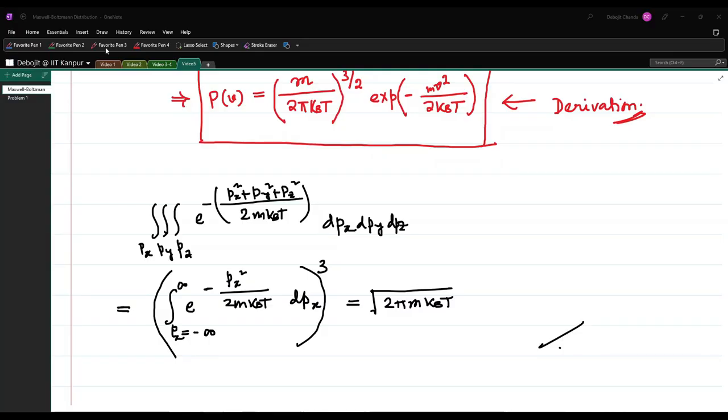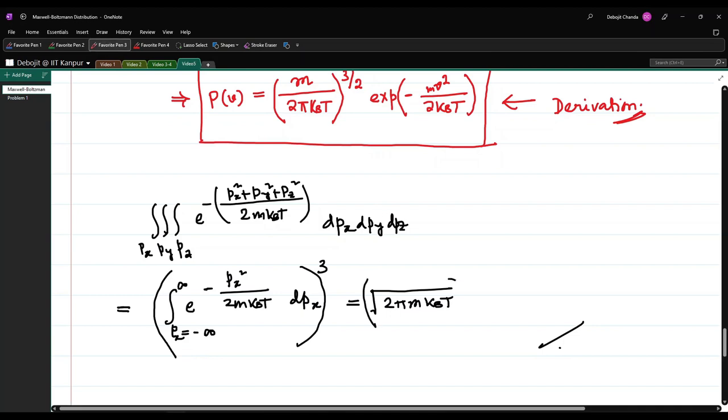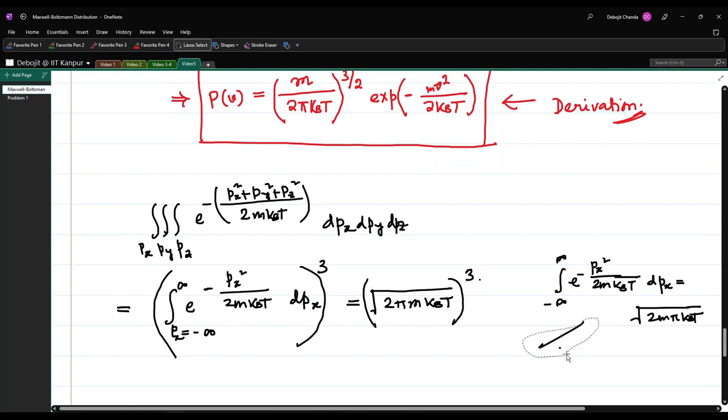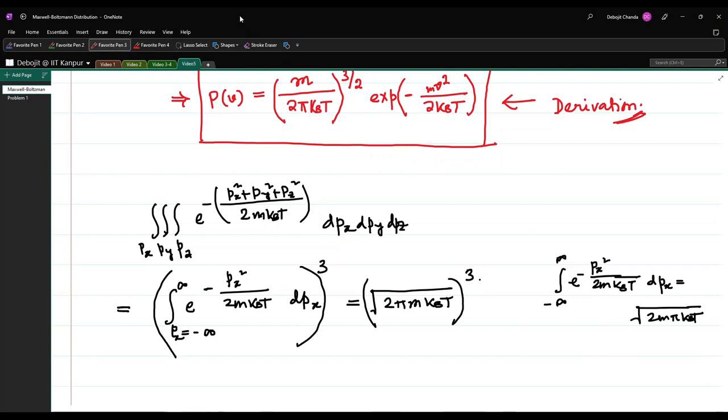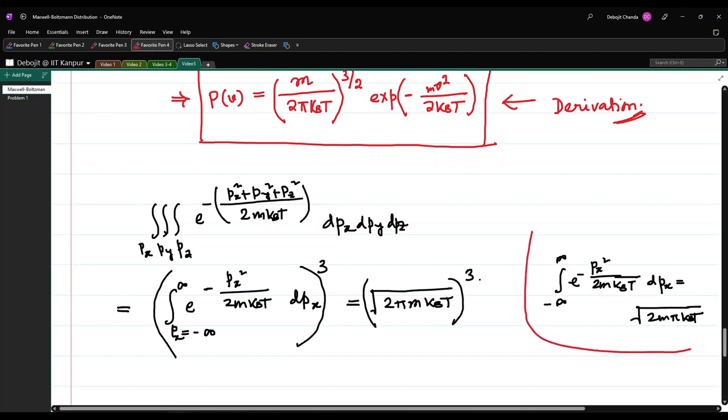It seems I have again forgotten to put the whole cube here. So just to be clear, the integration of e to the power minus px squared over 2m kbt dpx is root of 2m pi kbt. So this is the formula.